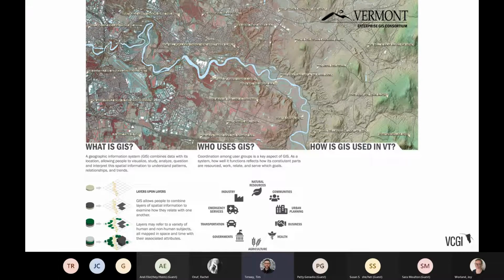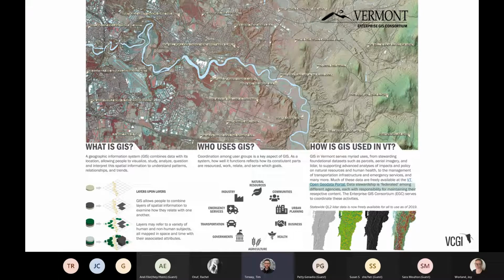Other parties who contribute and use GIS are quasi-governmental institutions such as the regional planning commissions that are essentially by proxy county governments in Vermont in lieu of actually having county government, as well as other private and academic entities also contribute and use GIS resources. And really, how it's used is to answer any combination of questions, mostly about public distribution and equitable distribution of resources to understanding simply what's out there in the evolving Vermont landscape.